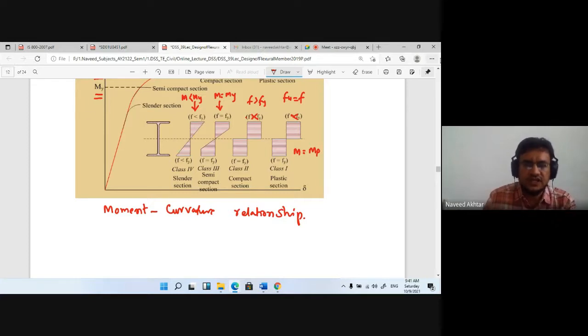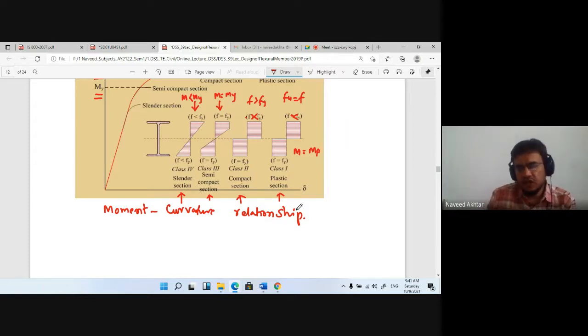Okay, so you can see the different sections are there. It is within the elastic limit, but failed in buckling. This is up to the elastic limit. This one reached the plastic moment, and this one also reached the plastic moment with full rotation capacity. Okay.